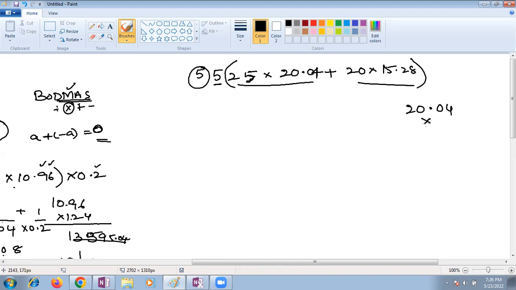20.04 multiplied with 25. Very easy thing, children. Come on, hurry up, do this and give the answer. Once again, 20 multiplied with 15.28. Put it in the chat box; those giving correct answers will be appreciated. Come on, multiply, children.